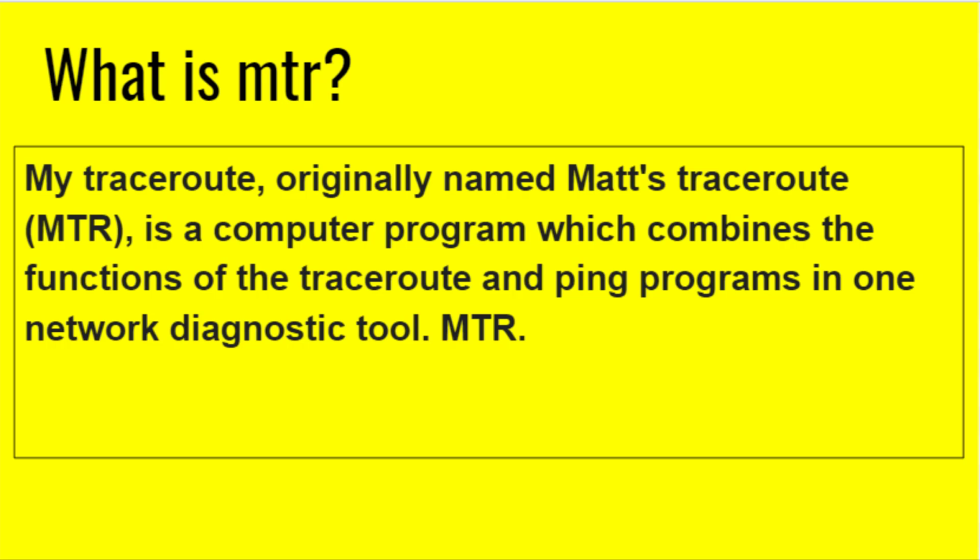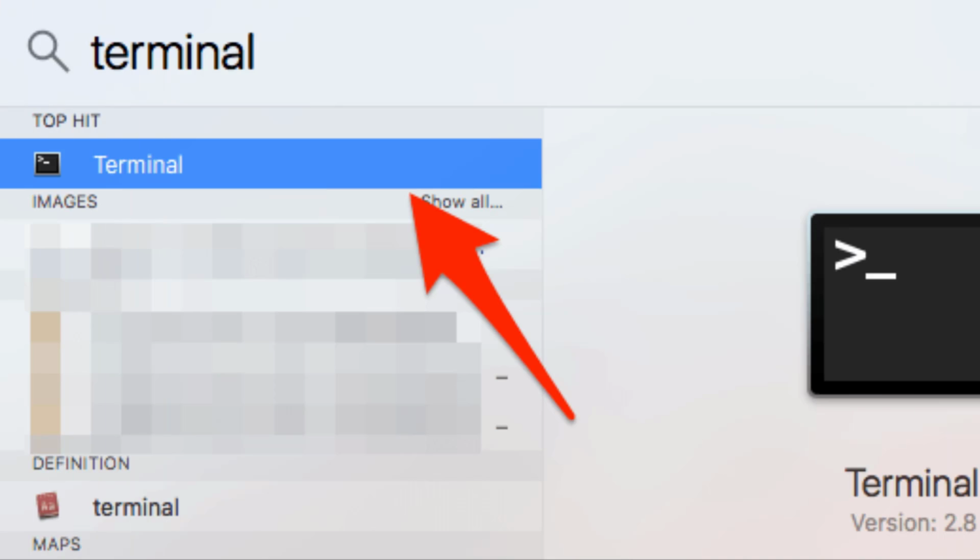That is MTR. To install it, first we need to open the terminal. To open the terminal, press command space and type terminal and hit enter. By doing so, a terminal will open in which we will install Homebrew first.